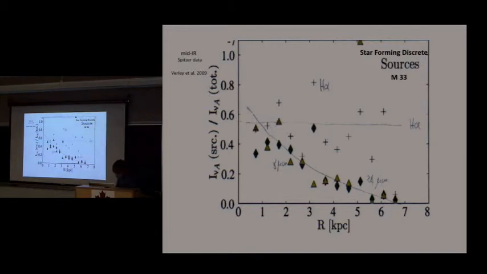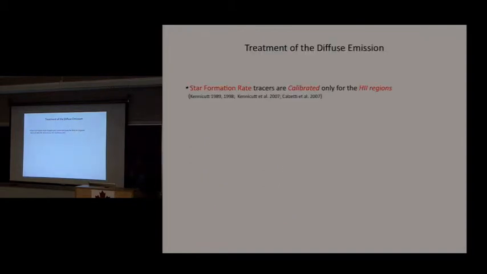So putting all this together, the reason I'm trying to emphasize this diffuse component is that when you calibrate your star formation rate tracer, you use H2 regions. Now, if those diffuse components are coming from H2 regions, you bring them in. If they are not, you remove them, right? So that's the whole idea.